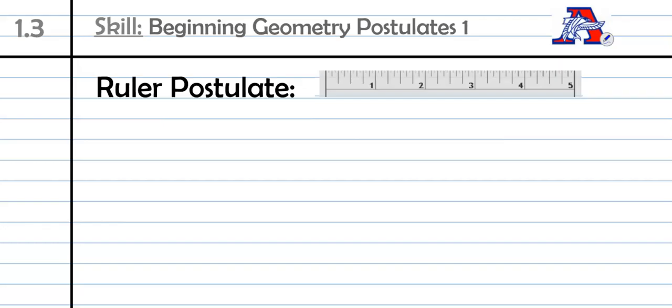So one of the postulates that we have in this class is called the ruler postulate, and it's like the simplest thing ever. Basically, all it says is that a ruler works. Like you can use a ruler to measure something. So we get a little bit more technical in the definitions here. One thing I want you to write down is that every point on a line can be paired with a real number.